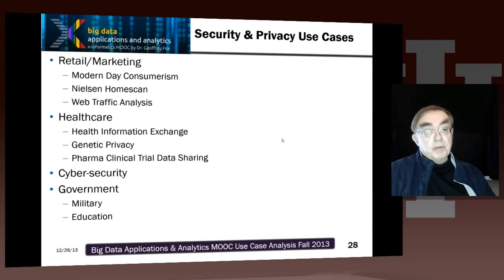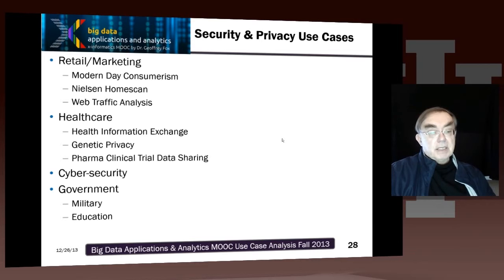So this subgroup, which I was not involved in, is not really my field of expertise, but at least I understand these use cases. We have retail, e-commerce, and then we have things like Nielsen home scan that must have some security issues, privacy issues as to web traffic analysis. How much of the data can be exposed, or how much should the analysts and the analytics be prevented from looking at.